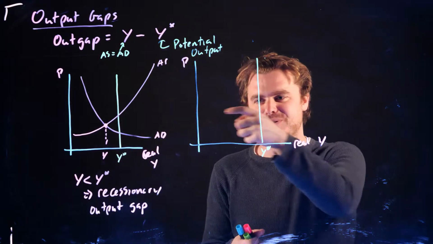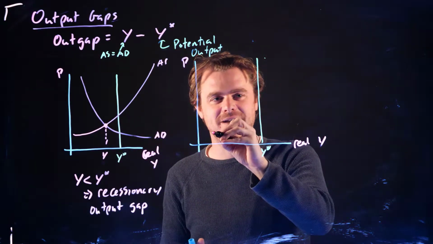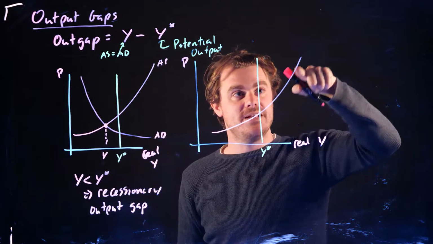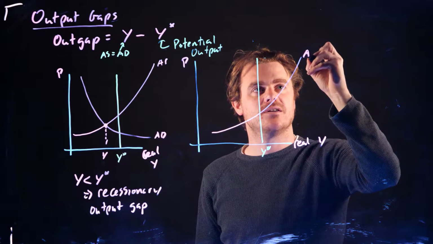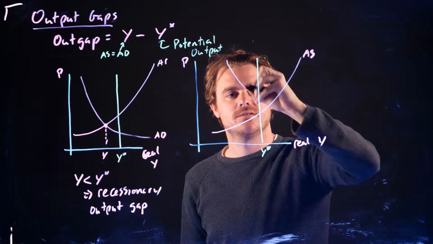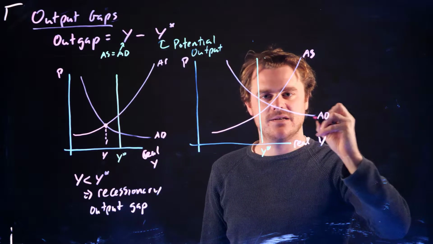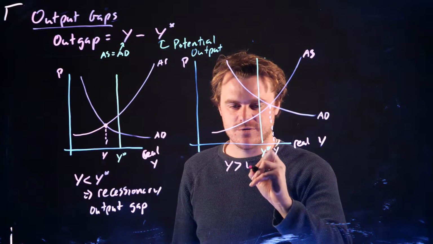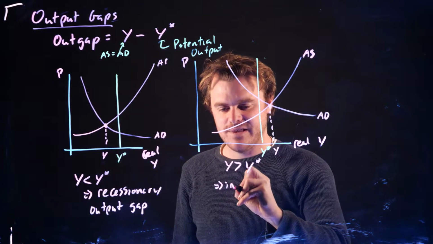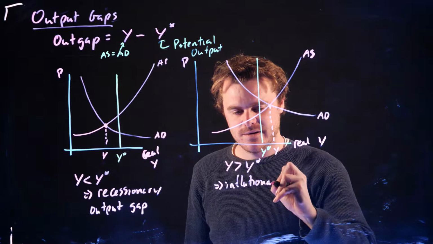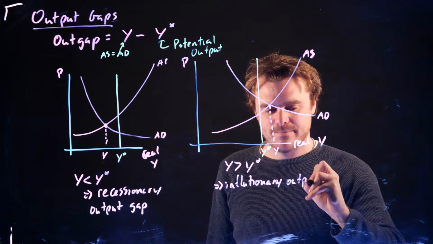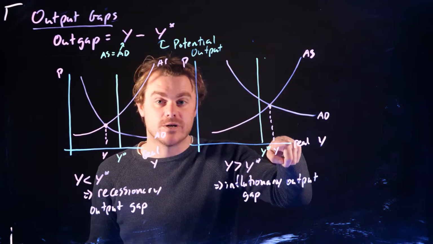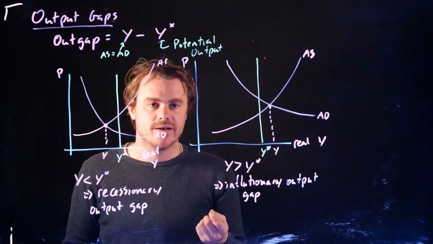The other possibility is that where AS and AD curve meet is to the right of Y star. So here's AS, here's AD, here's Y. Y is greater than Y star. This is an inflationary output gap. So here unemployment is really, really low. It's lower than its natural rate.